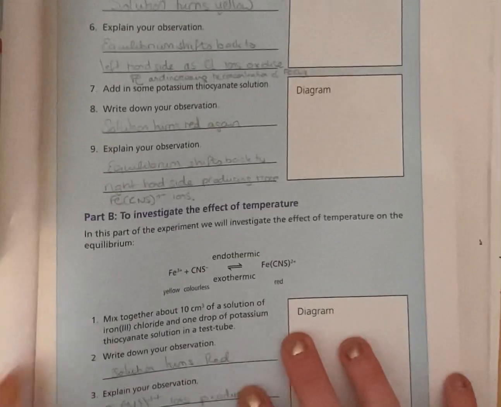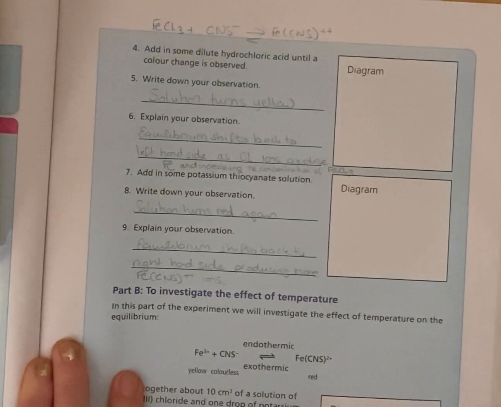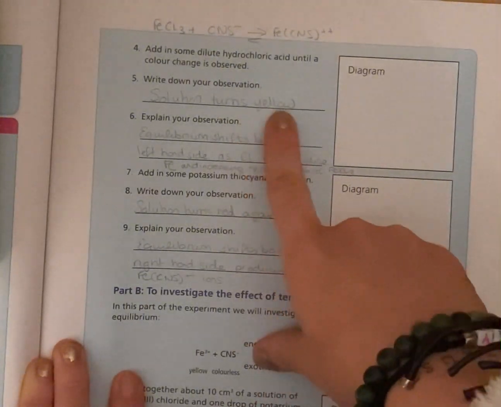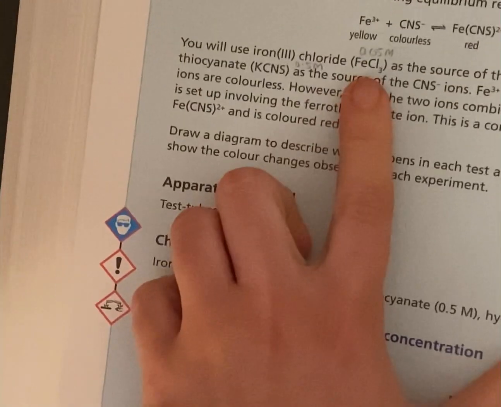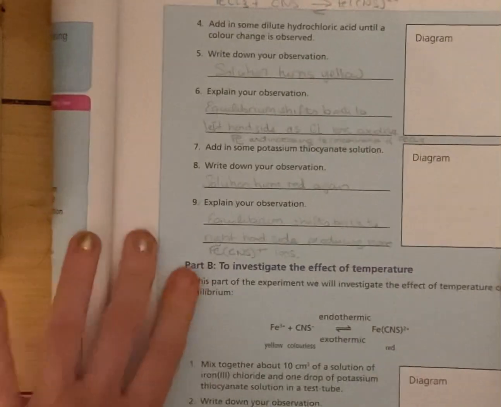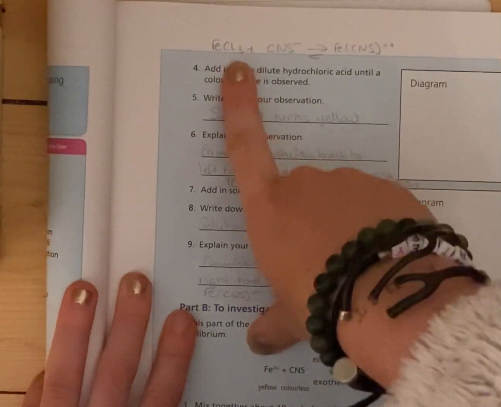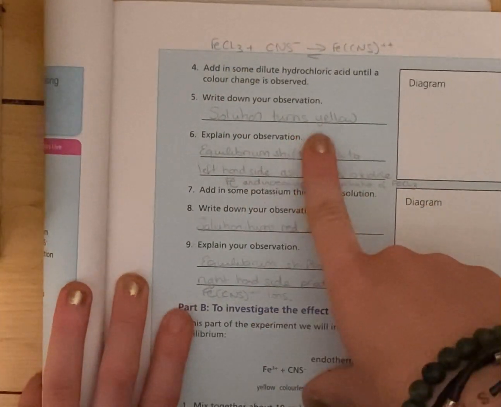Now, once we change the concentration, we're going to add in HCl, hydrochloric acid, until a colour change is observed. When you do this, the observation you're going to make is that the solution turns yellow. If we go back here, the yellow substance was the Fe3+ ion, which we got from iron chloride. So when we're adding in HCl, we are feeding the left-hand side of the equation, and after a while the solution turns yellow.